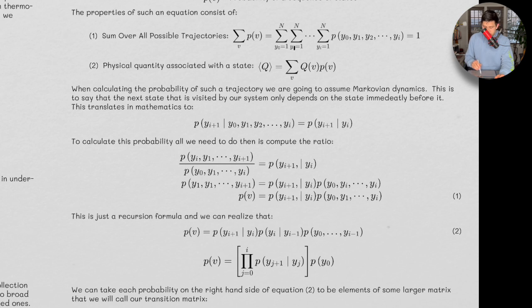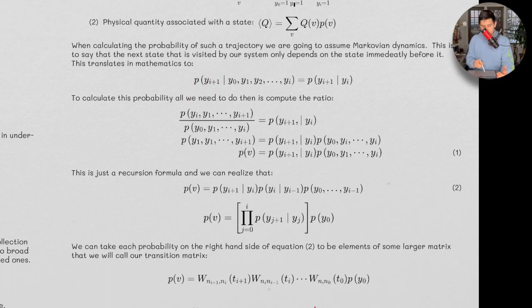When calculating the probability of such a trajectory, we are going to assume Markovian dynamics. So this is the first time we're talking about Markov now. So Markovian dynamics. This is the idea that the state of a system really only depends on the state of the system that it was 1 unit of time before that, not 10 units or 20 units or so forth. It only remembers what was right before it, and that was it. That's it. So that's what Markovian dynamics really is. It's this idea that we're asking the question, what's the probability of y i plus 1 given all of y0, all these values up to yi, is equal to the probability of y i plus 1 given that our previous step was just yi. So we ignore all these guys up until yi. Okay.